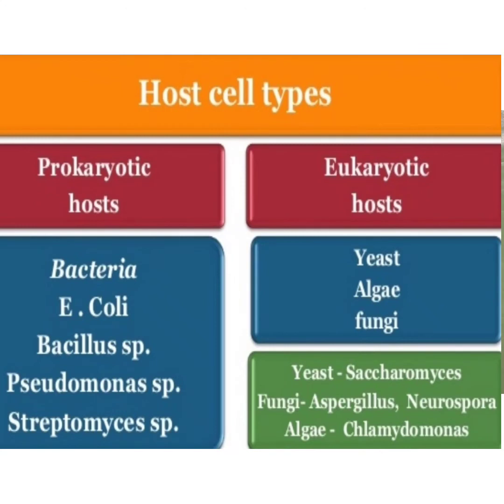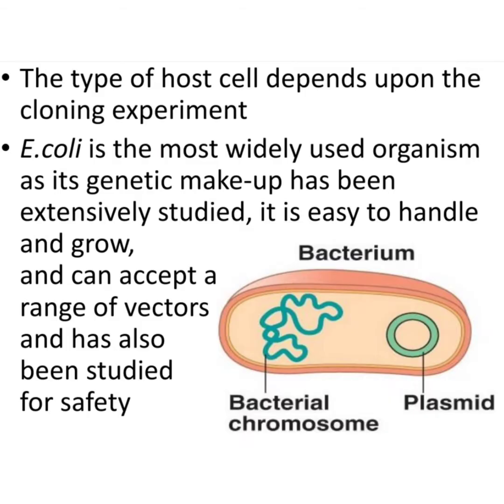The prokaryotic hosts are bacteria like E. coli, Bacillus species, Pseudomonas species, Streptomyces. The eukaryotic hosts are yeast like Saccharomyces, algae like Chlamydomonas, fungi like Aspergillus and Neurospora. The type of the host cell depends upon the cloning experiment. E. coli, Escherichia coli, is the most widely used organism as its genetic makeup has been extensively studied. It is easy to handle and grow and can accept a range of vectors and has also been studied for safety.